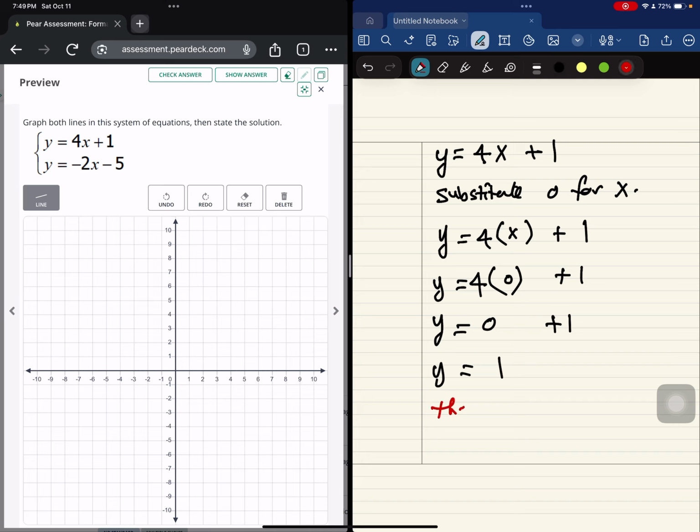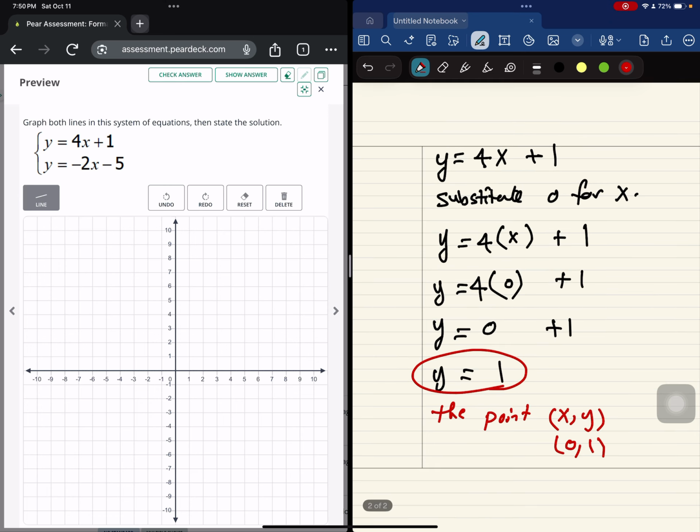The point (x, y): we substitute 0 for x, and that means x equal 0, and we find from the calculation that y is equal 1, so the point will be (0, 1). On the graph, we can move the point from calculation to the graph as follows.